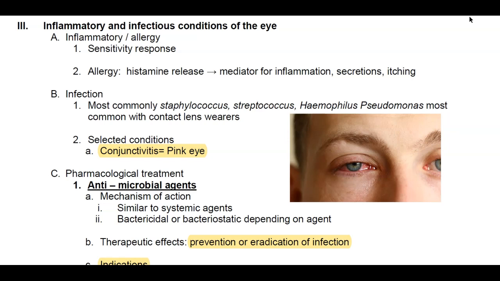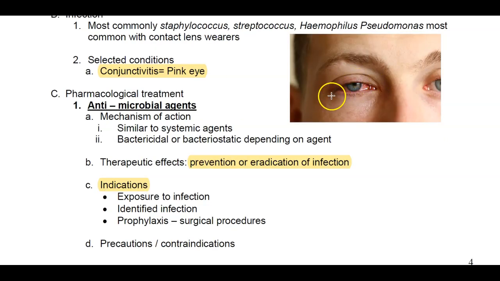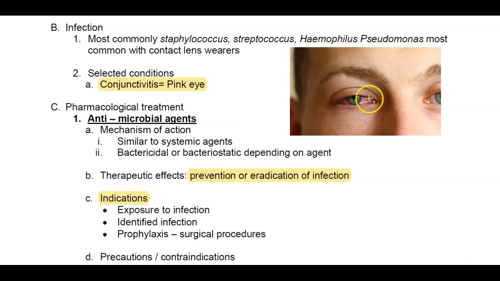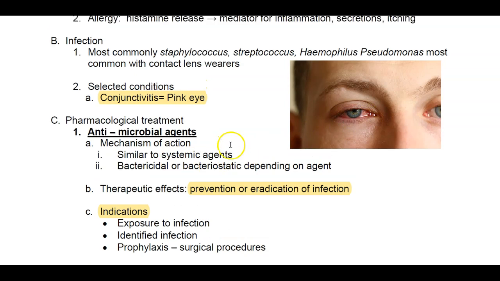Selected conditions. Conjunctivitis is also known as pink eye. It's basically the inflammation of the lining of the eye. You can see this guy right here, he has conjunctivitis. You see there's redness, and the lining in the eye is quite swollen or inflamed.